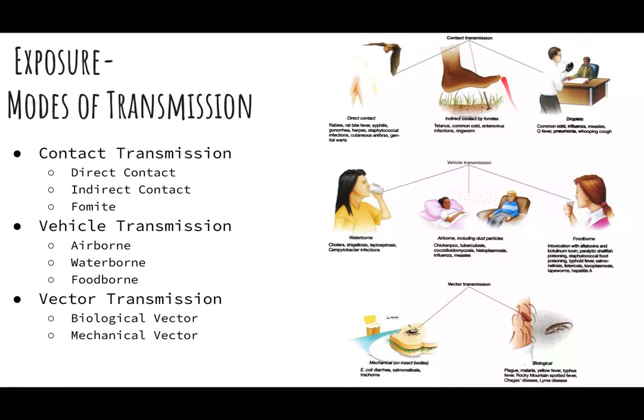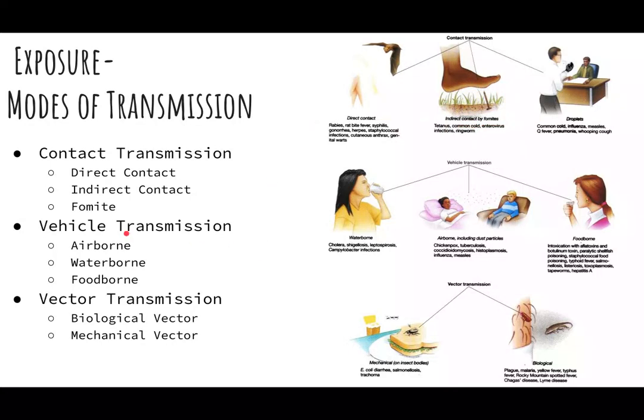So a fomite is just any inanimate object that can transmit a pathogen. So this can include a doorknob, it can include a cell phone, it can include a rusty nail like we're seeing here. So any inanimate object that can transmit a pathogen is a fomite.